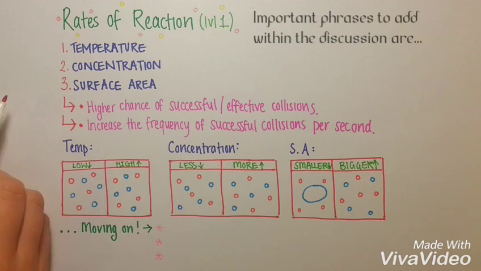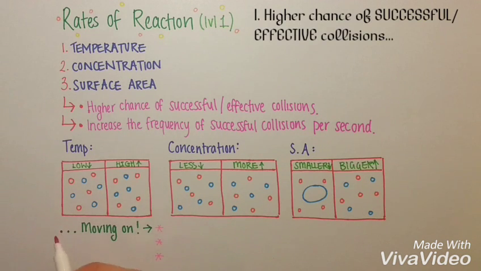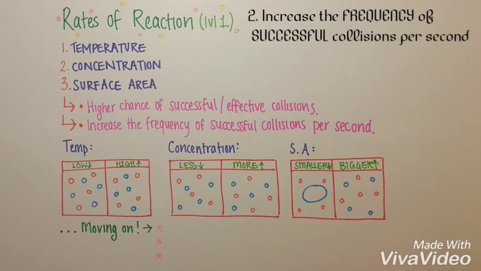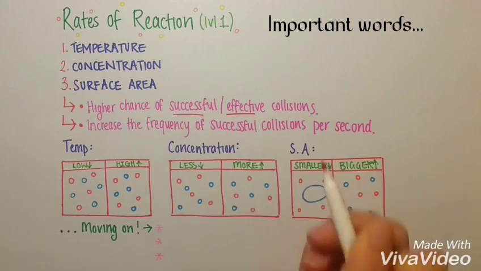The important phrases to add within this discussion is that an increase of all these methods will 1. Have a higher chance of successful or effective collisions, and 2. Increase the frequency of successful collisions per second. The important words here are successful, effective, and frequency.